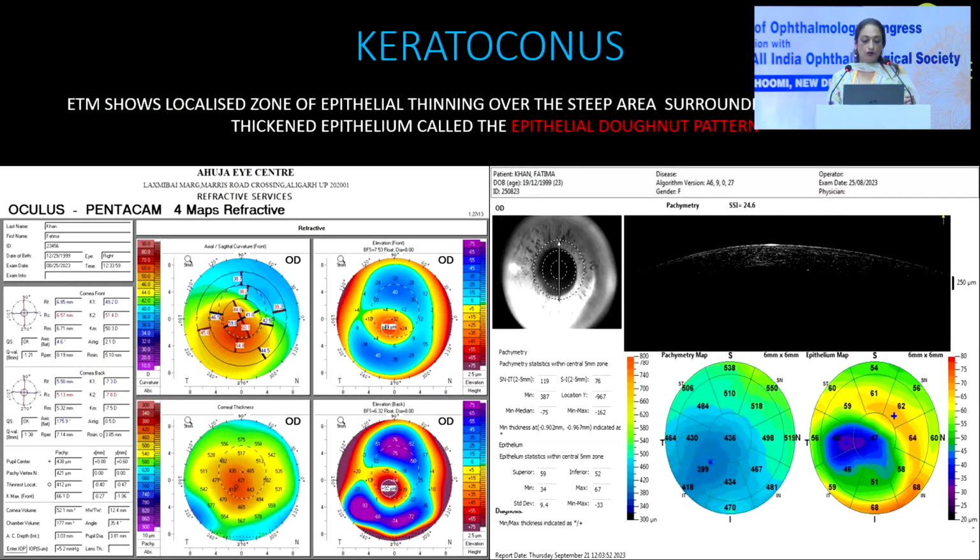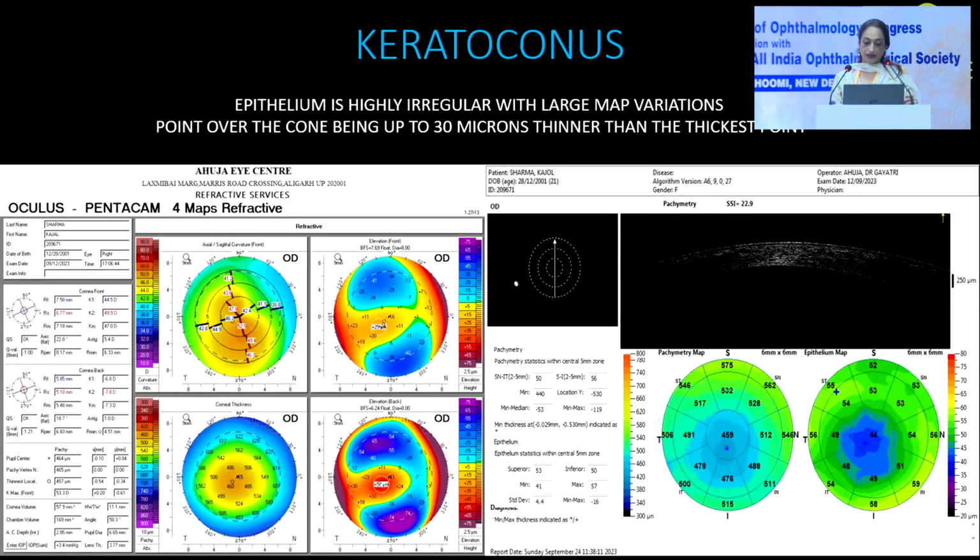So in keratoconus, what we have is a localized zone of epithelial thinning, which can be seen here over the cone, and this is surrounded by an annulus of thickened epithelium, and this is the classical donut pattern. Epithelium is highly irregular in keratoconus with very large map variations, with the point over the cone being up to 30 microns thinner than the thickest point at times.